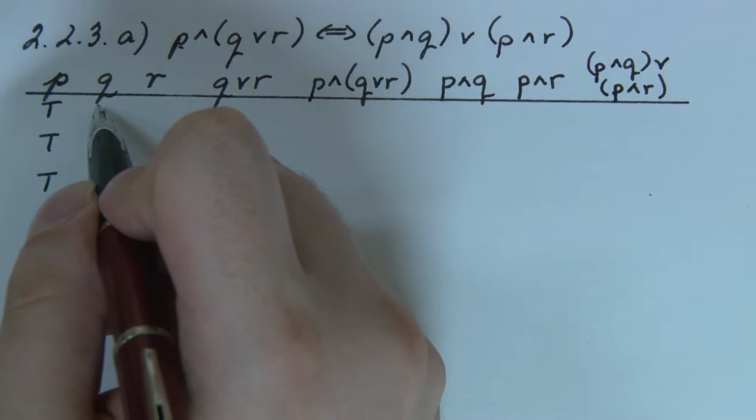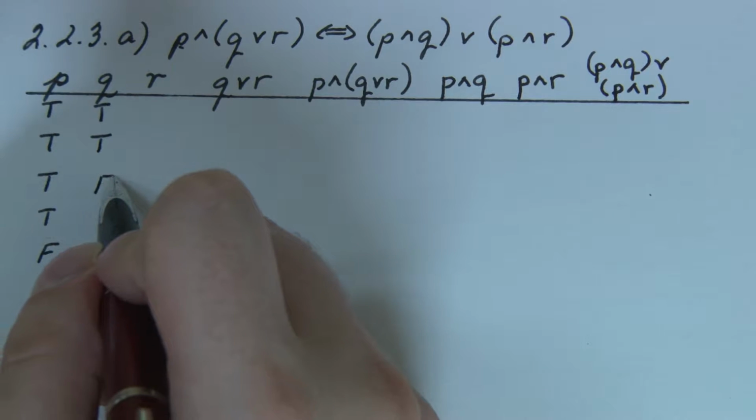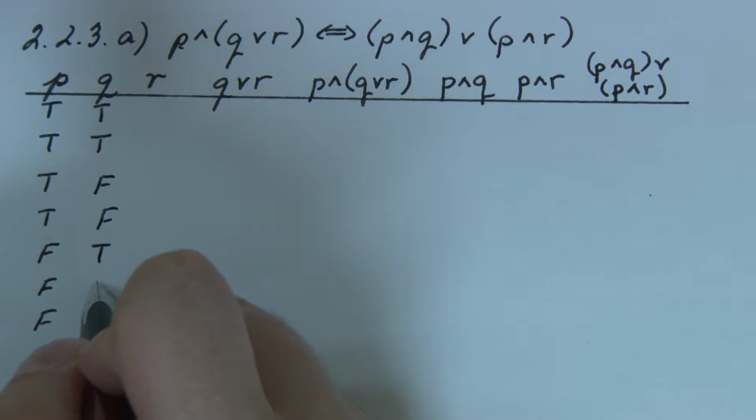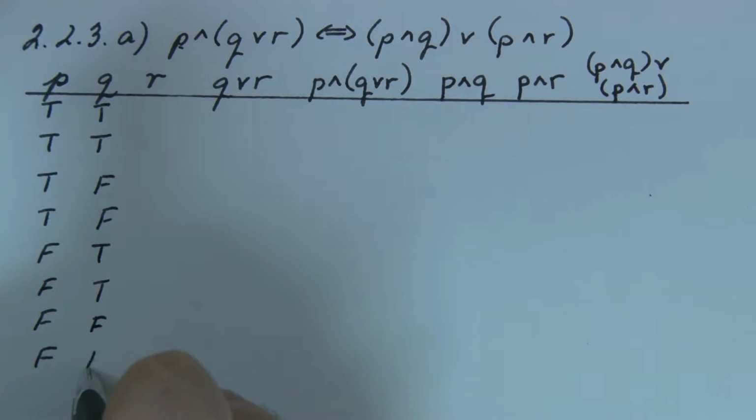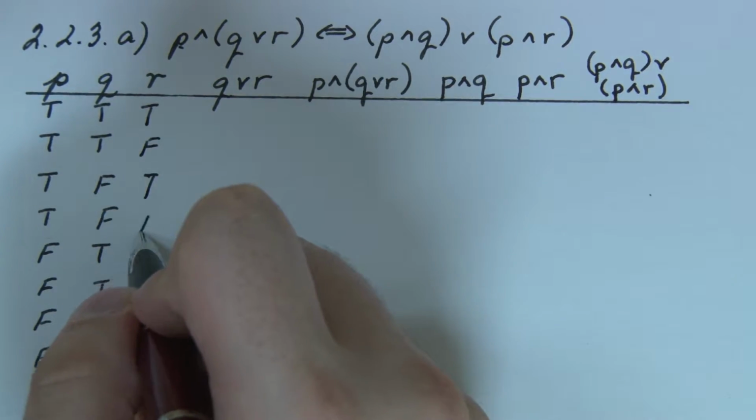In the second column, I'll be alternating between 2s. So 2 trues, 2 falses, 2 trues, 2 falses. And in the last one with R, I alternate between true and false.